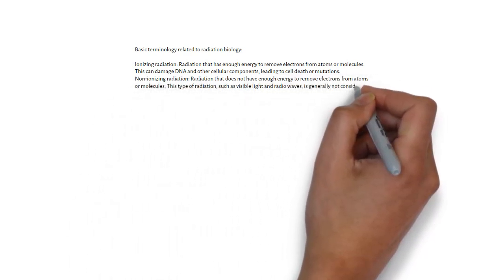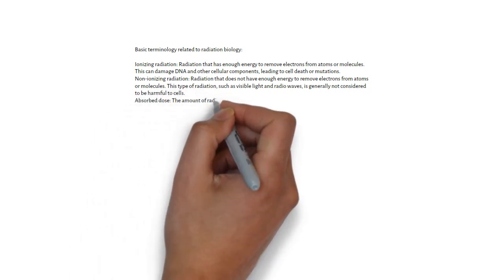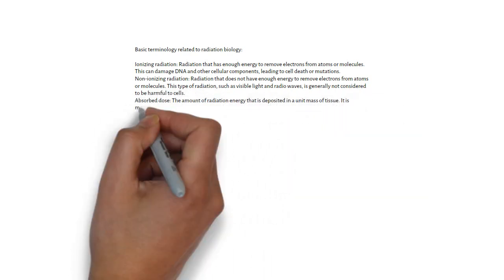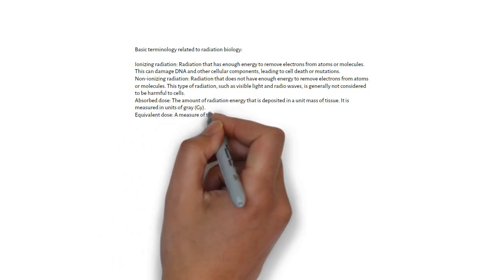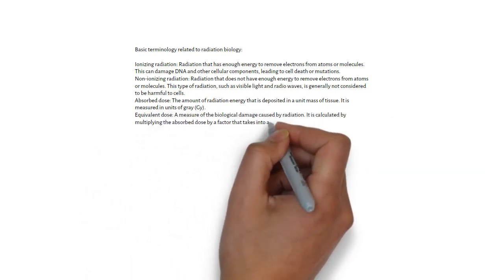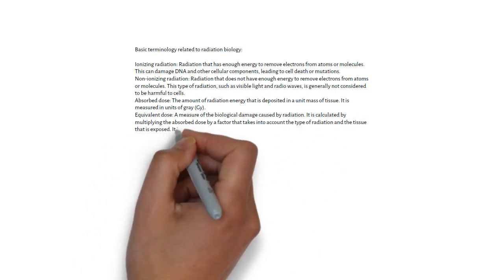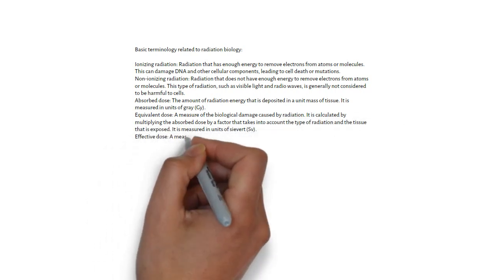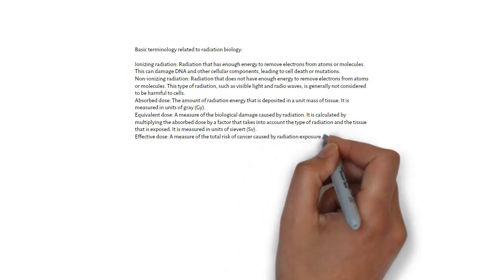Non-ionizing radiation: radiation that does not have enough energy to remove electrons from an atom or a molecule. This type of radiation, such as visible light and radio waves, is generally not considered to be harmful to cells. Absorbed dose: the amount of radiation energy that is deposited in a unit mass of tissue. It is measured in units of Gray.